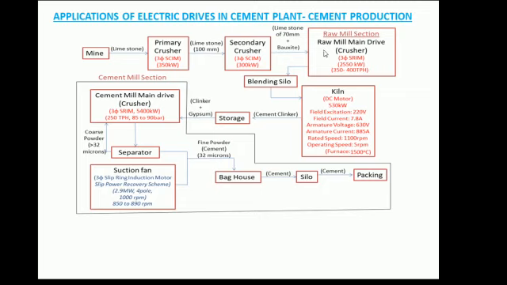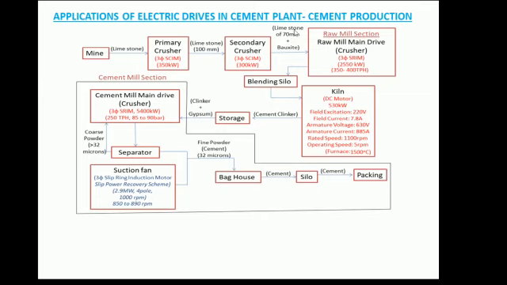The cement plant is divided into two main sections. The first section is the raw mill section and the second section is the cement mill section. In the cement mill section we have the cement mill main drive, separator, suction fan, bag house, silo and packing. All together combined, we call it the cement mill section. So a cement plant is divided into two: one is the raw mill section and the other is the cement mill section. So now let us restart the process from here.